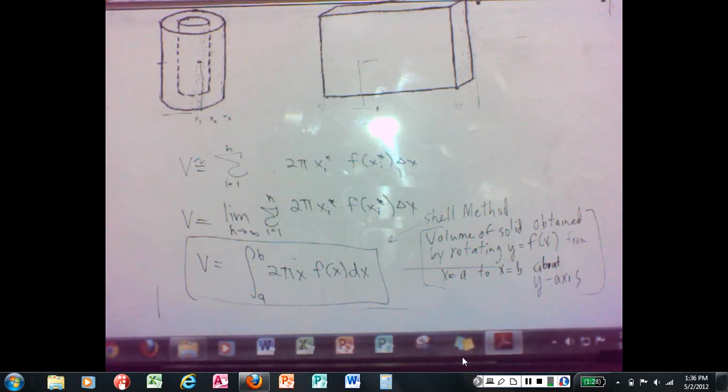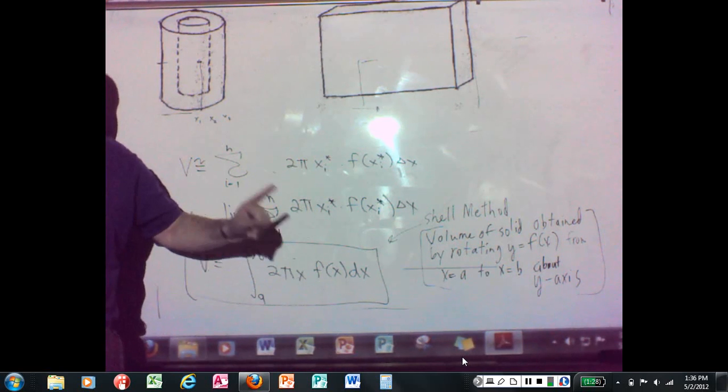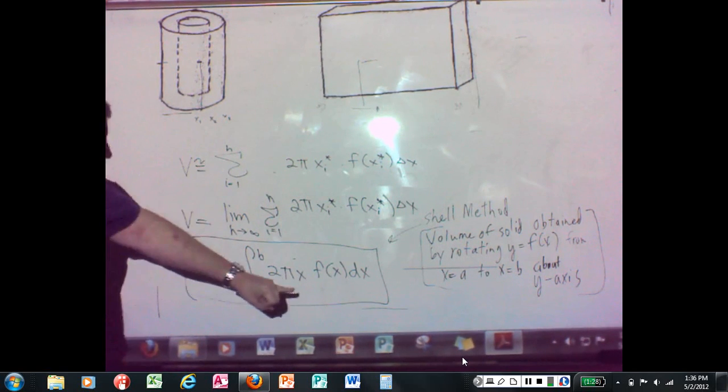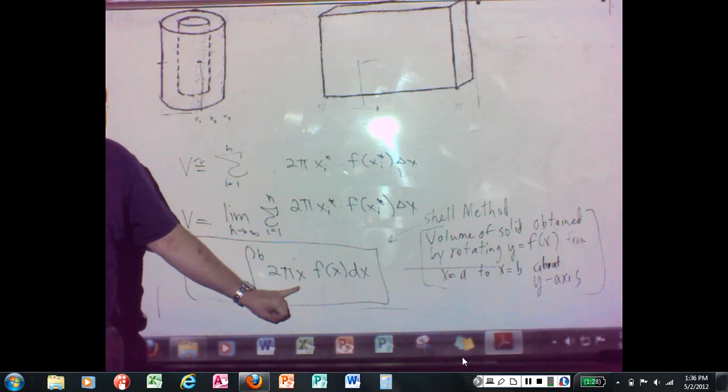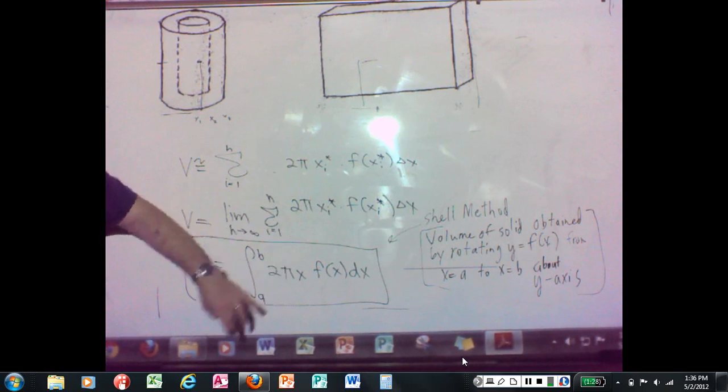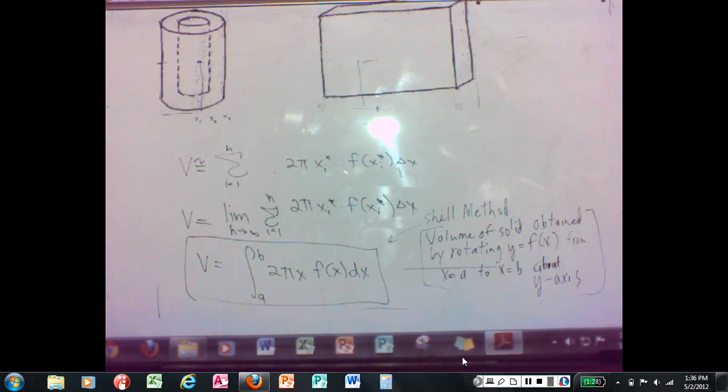What's the difference between it and the disk method as far as the formula goes? You have 2 pi instead of pi. You got a 2 in front of the pi. And you don't have f of x squared. Have an extra x. So it's not f of x squared, it's just f of x, but you have an extra x. Whatever the function is, you'll have that extra x. It's 2 pi x times f of x dx.